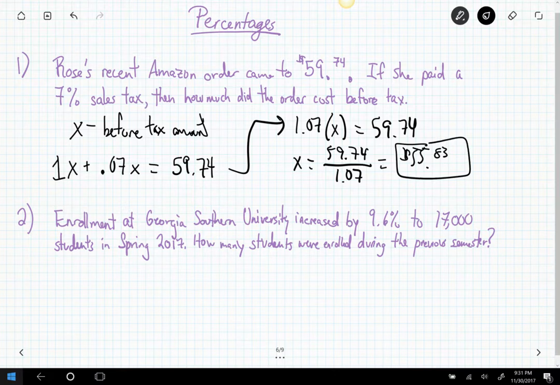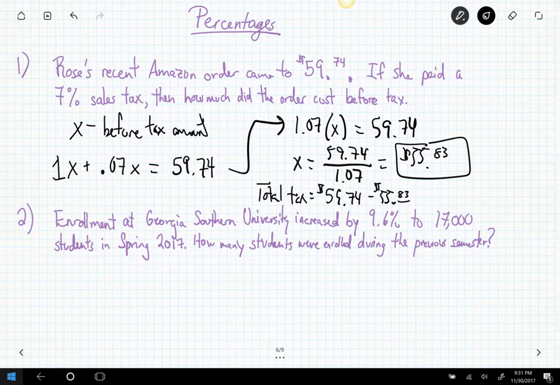Now, just an FYI, so what is the total tax? How would we get that? Well, you can take the $59.74 and you subtract off the $55.83. Right? If you take 59.74 minus 55.83, you're left with $3.91 for that sales tax. So just showing you how you can solve for those.